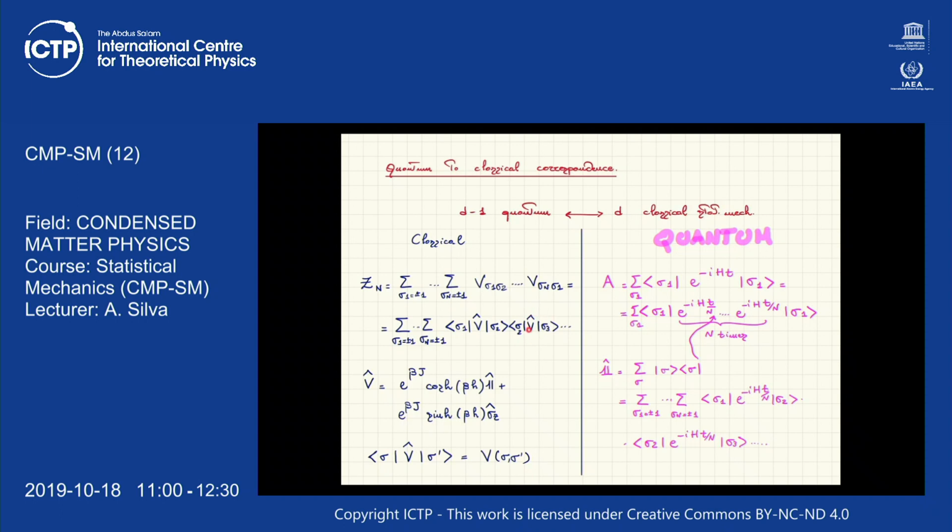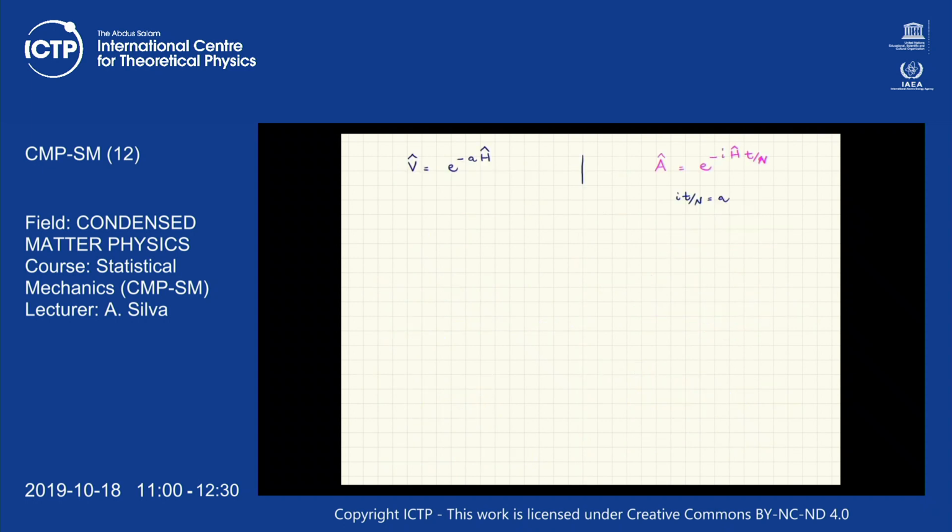If I now take this v and rewrite it as e to the minus a times h, I can think of this h as a quantum mechanical Hamiltonian. And diagonalizing v and diagonalizing h is the same problem. Perhaps the quantum mechanical problem that corresponds to h is a problem that I'm able to solve. If I'm able to solve this quantum mechanical problem, then I will be able to solve for the transfer matrix, and I will be able to solve the statistical mechanics problem.